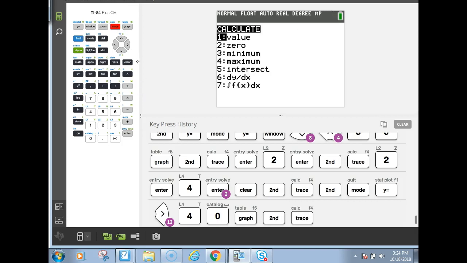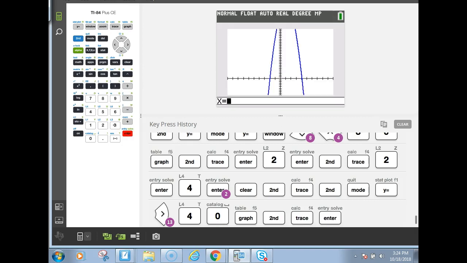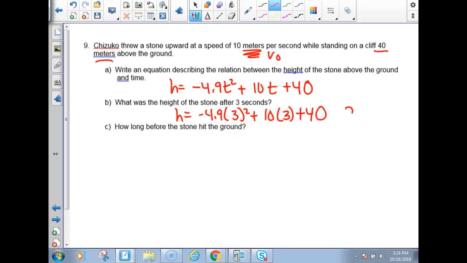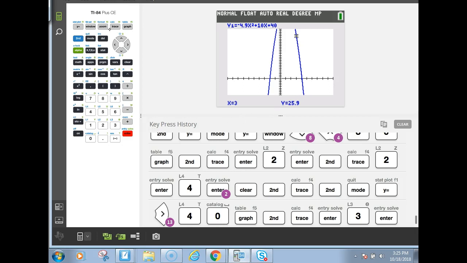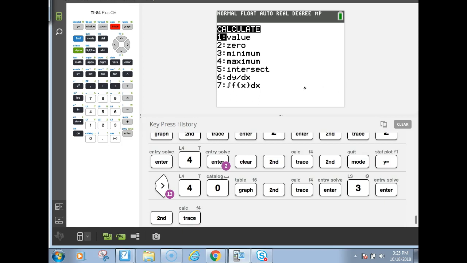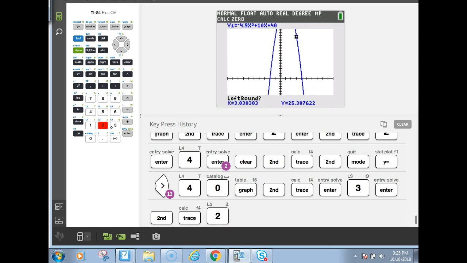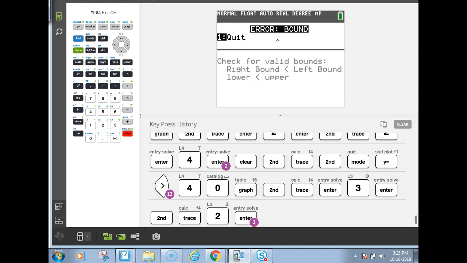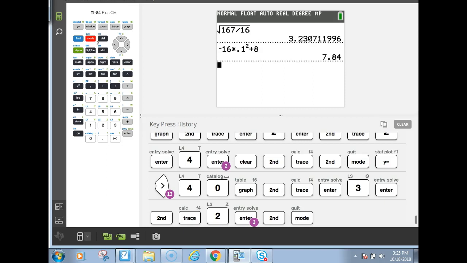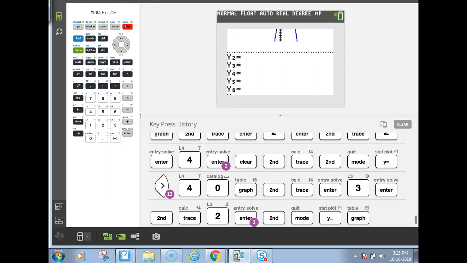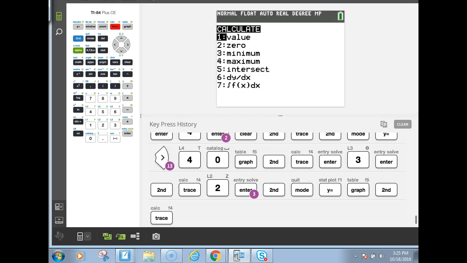So hit second trace. We're going to put in a value of 3. And what we should get, if we calculated that, was 25.9 meters. Go back. And now I want to know when it hit the ground. Second trace. Trace is the 0. Enter, enter. Oopsie, I didn't put a number in. I forgot to tell you that I am not going to get the right answer from this because I have a bound error. If you ever get that, just say quit and get out of there. Try again.